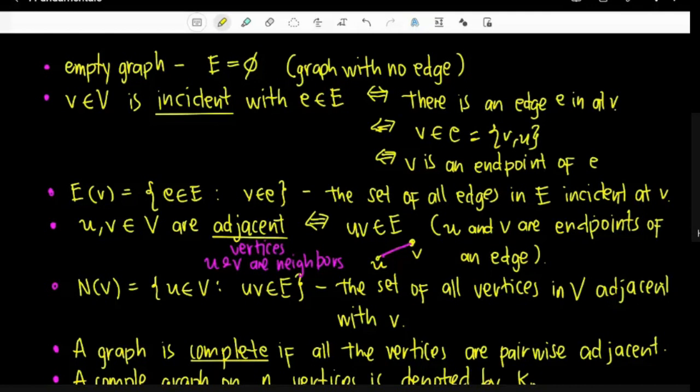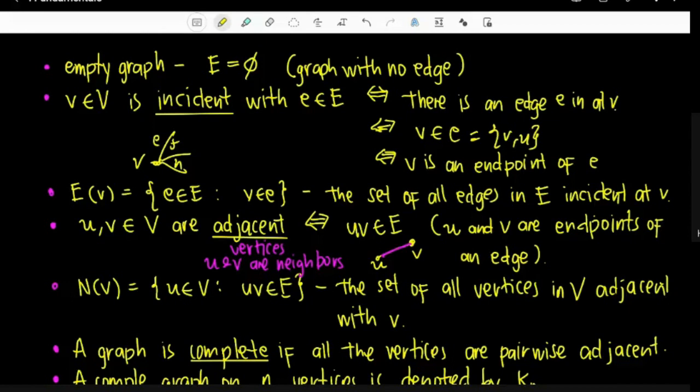E of V is the set of all edges. Kaya madaling tanda kasi E, edges, that are incident at V. So, kung meron kang V, lahat ng edge na naka-incident sa kanya. So, let's say this is F, G, H. So, lahat ng tumatama dun sa V or ang endpoint ay V. Lahat yon pag pinagsama-sama mo, that's your E of V. Rather, the edges that are incident to V.